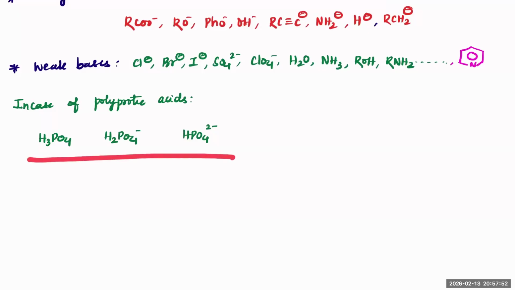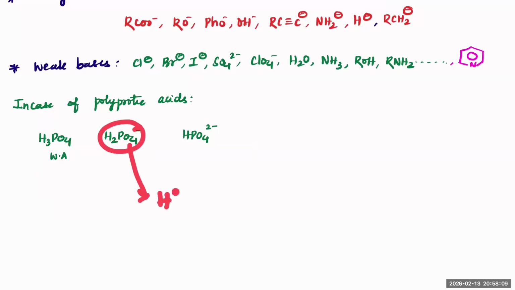Within these acid cases, you know that H3PO4 is a weak acid, correct? H3PO4 is a weak acid. Now, from that weak acid, if you remove one H+ and you get a negative charge, from this negative charge, pulling H+ becomes even more difficult because H+ will instantly attack that negative charge and try to go back.